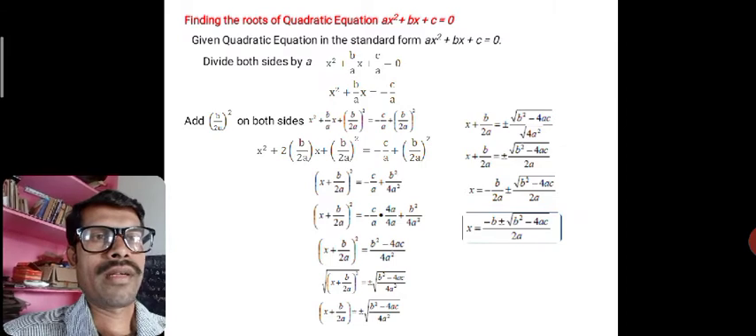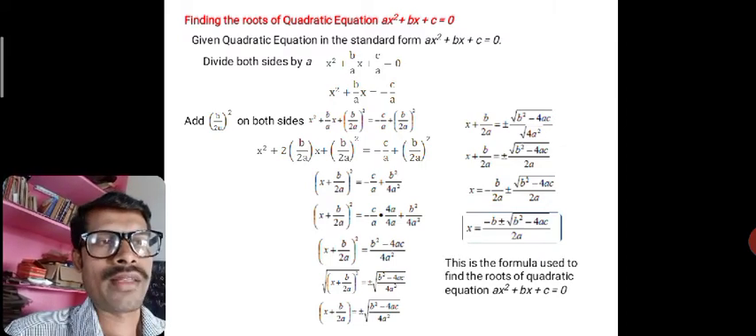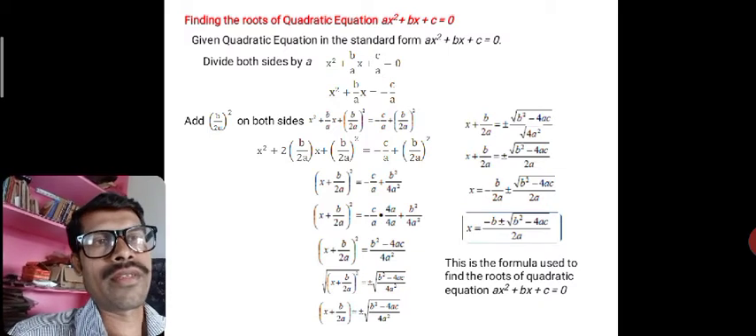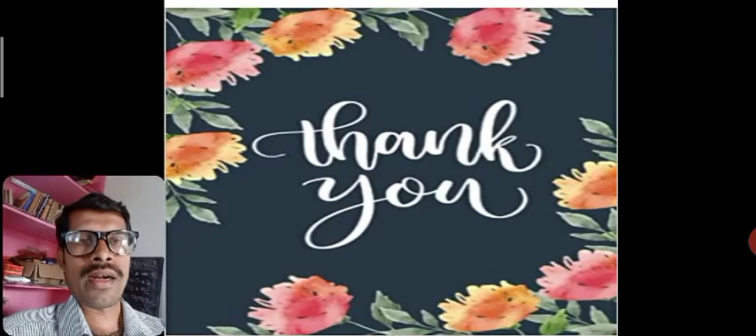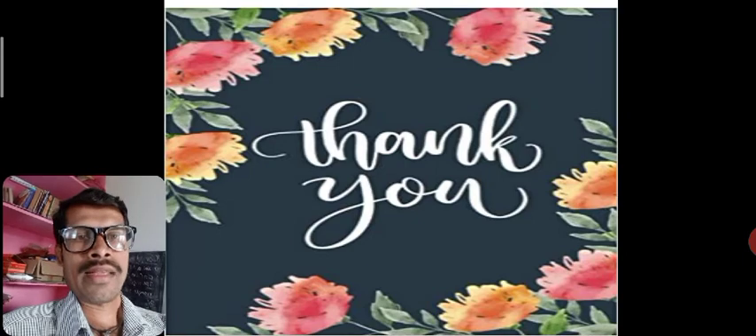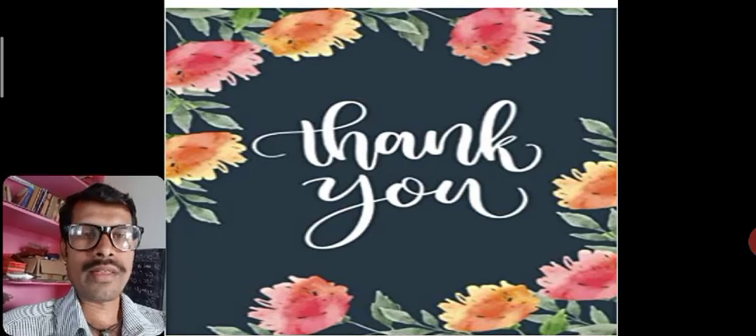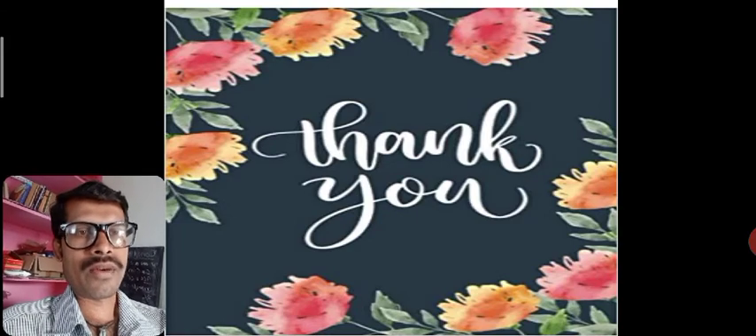This is enough for today's session. This is the formula used to find the roots of the quadratic equation ax square plus bx plus c is equal to 0. Okay, so in the next class we shall solve given quadratic equations by using either the factorization method or the formula method. Those two are very important methods that we have to learn.